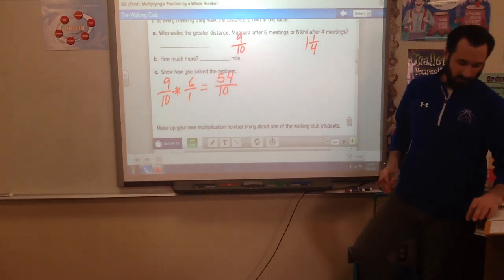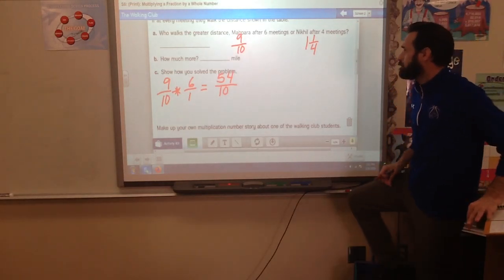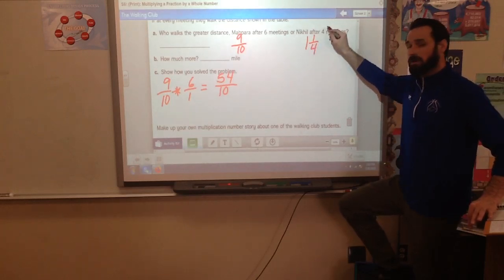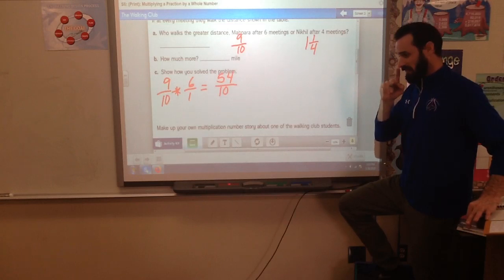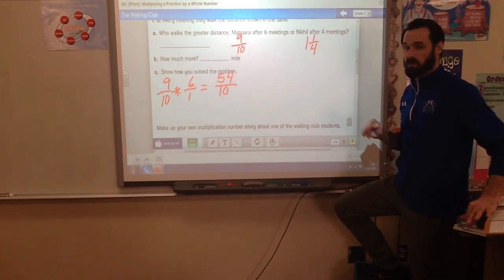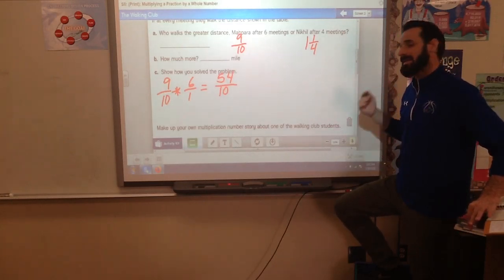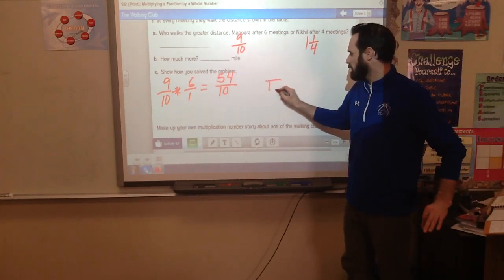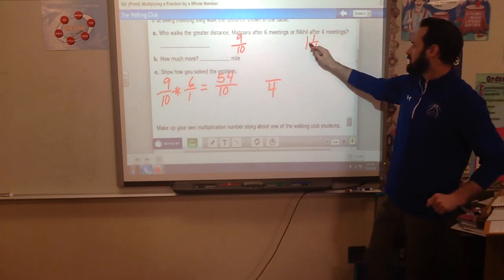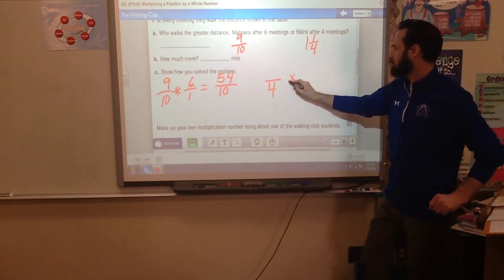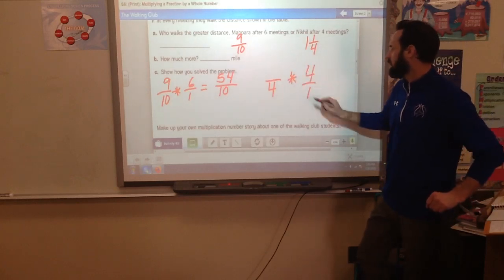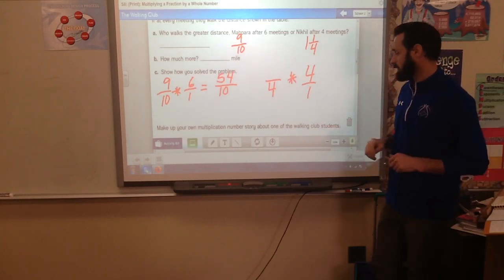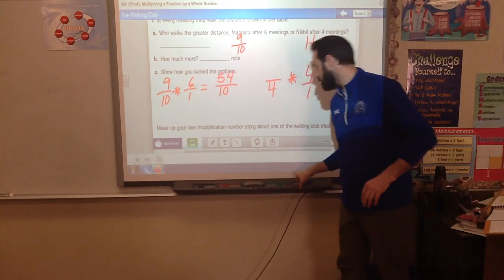The problem with Nikhil is that we have a mixed number times a whole number. And that's something that we haven't done yet. So I'm going to show you how to make this back into an improper fraction, so that we end up having something over 4 times 4 over 1. We're going to change this so we have an improper fraction. Here's how you do it.